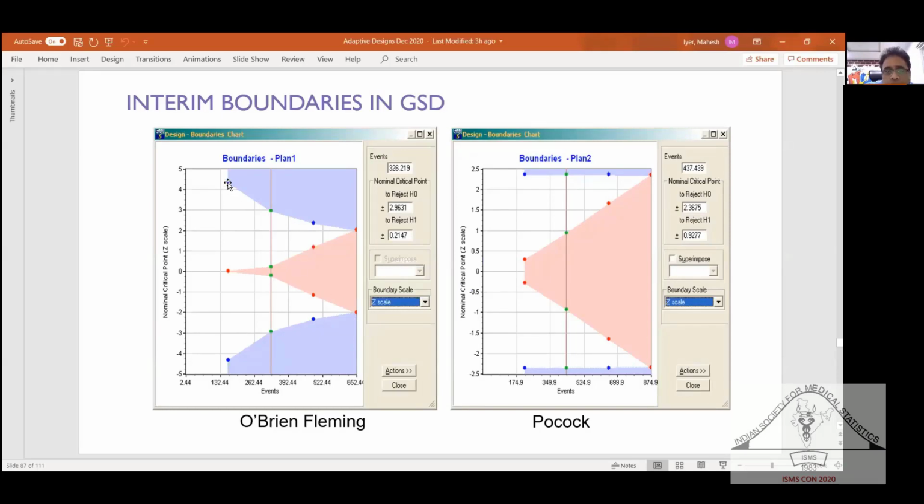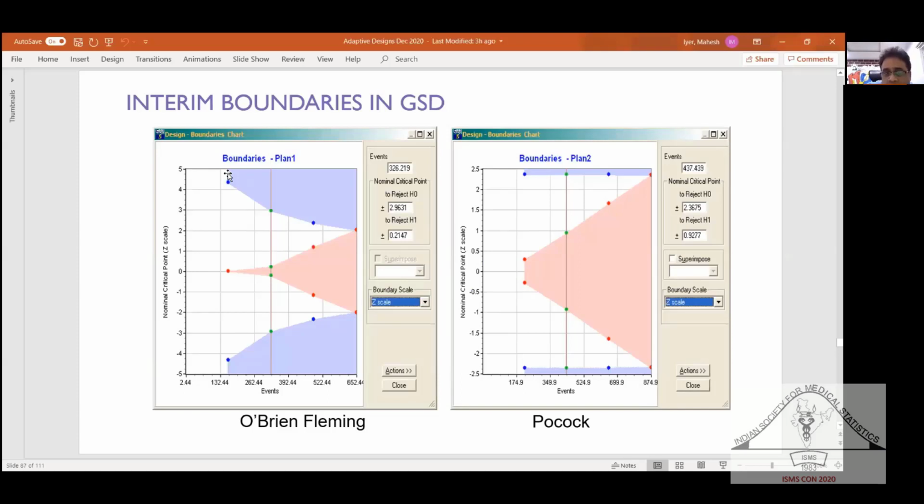So for O'Brien-Fleming, what you're saying is that I'm spending very little alpha, right? So which means my critical value has to be very high. So only if my critical value is in this blue area am I going to reject. So normally what do you expect your critical value to be? Roughly around 2, right?